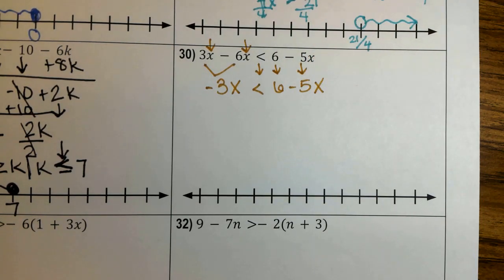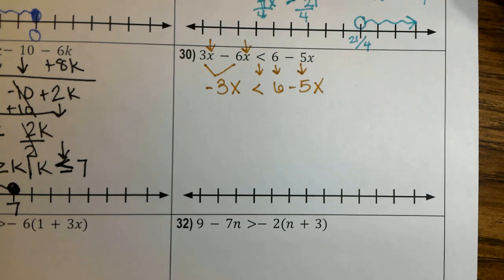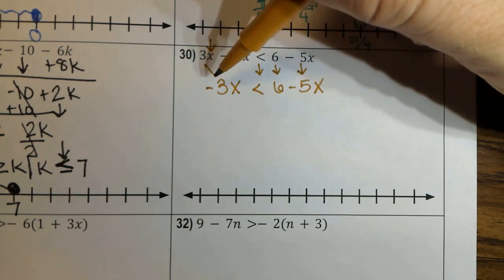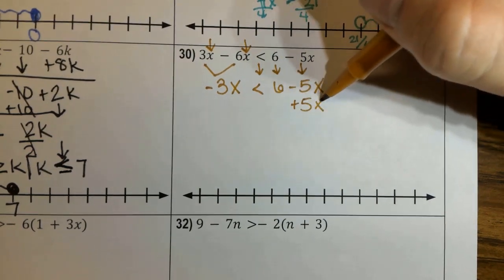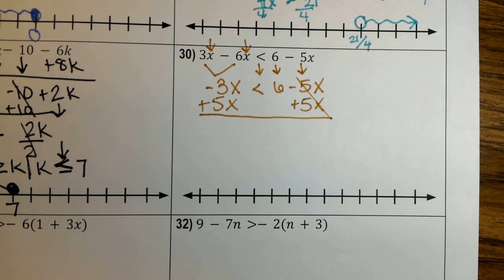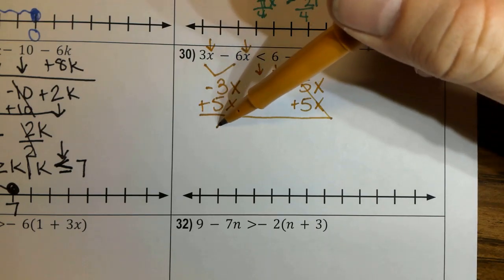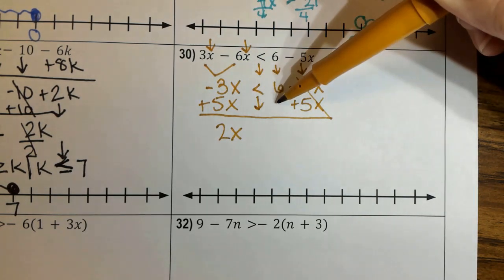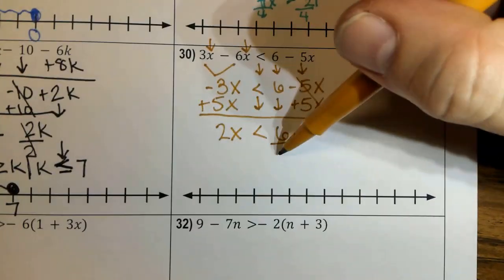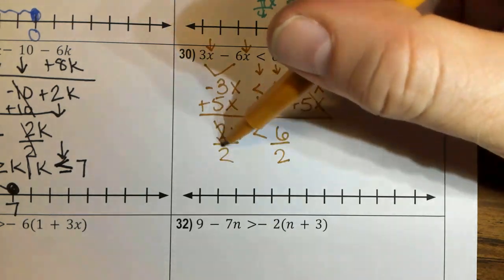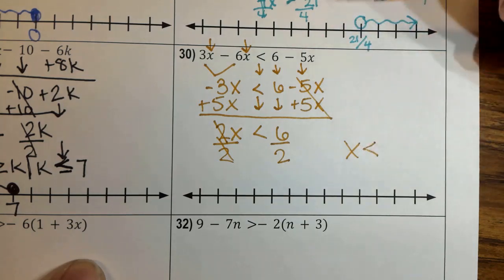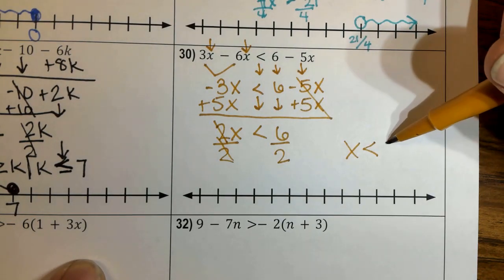Okay. Now I want my x's on the same side, right? So negative 5, I'm going to move it over here. That way they're together. So I'm going to do plus 5x. So I have 5 minus 3 is 2x. My sign, my 6 doesn't change. And then my last step, if you said it, you're right, is divide, right? So I get x. I didn't divide by a negative, so it stays the same. 6 divided by 2 is 3.